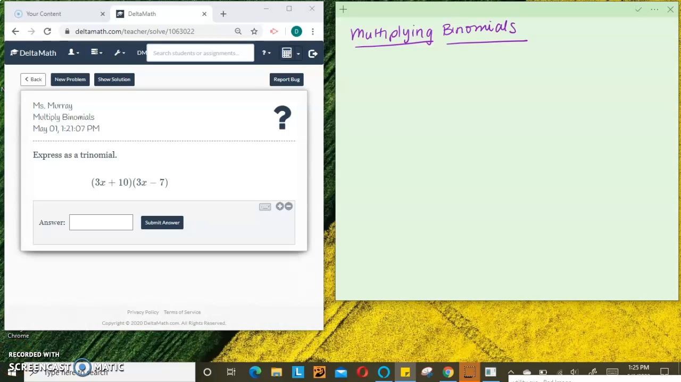Okay, so today we're going to be working on multiplying binomials. Before we can actually multiply a binomial, we have to talk a little bit about what a binomial is. A binomial is a special type of polynomial that only has two terms.